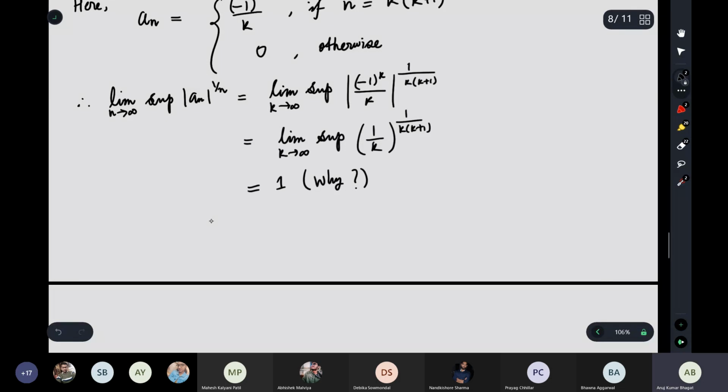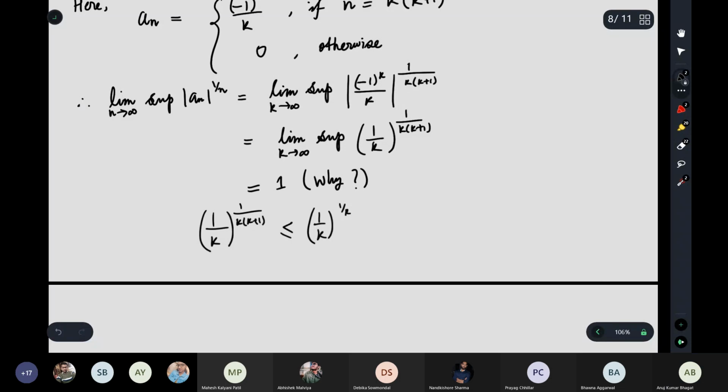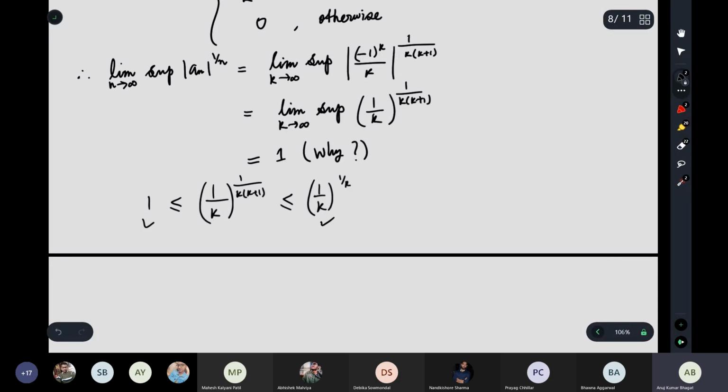You can clearly see that 1 by k whole to the power 1 by k plus 1 is less or equals to 1 by k to the power 1 by k, and this is always bounded above by 1. Possibly, we just check once, and therefore this limit will go to 1, because this goes to 1, so this will also go to 1. It is not that difficult to check.